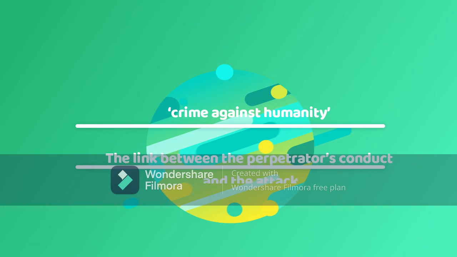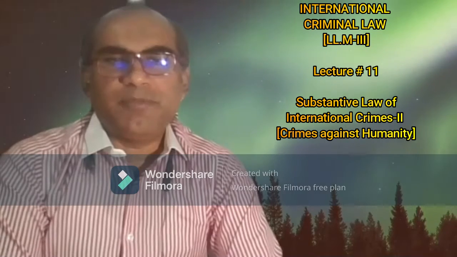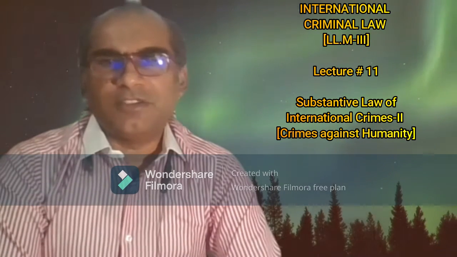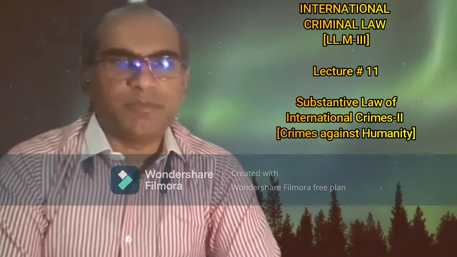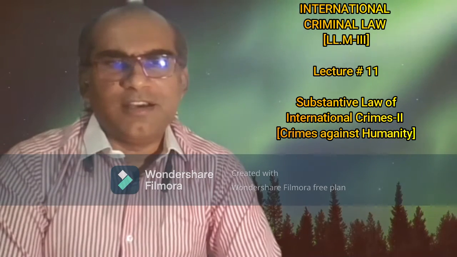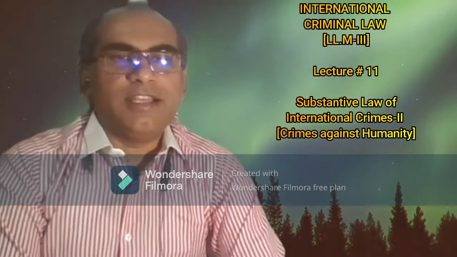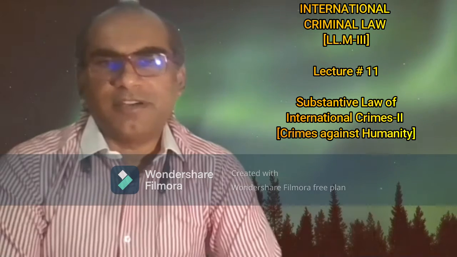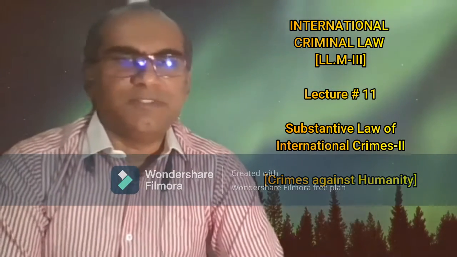Now, the next topic, students: the link between the perpetrator's conduct and the attack. The specific act of the accused, or the so-called underlying offense, must be part of the widespread or systematic attack. The ICTY Appeals Chamber in Tadić held that to convict an accused of crimes against humanity, it must be proved that the crimes were related to the attack on a civilian population occurring during an armed conflict, and that the accused knew that his crimes were so related. In other words, the acts of the accused must comprise part of the pattern of widespread or systematic crimes directed against a civilian population, and the accused must have known that his act fit into such a pattern.